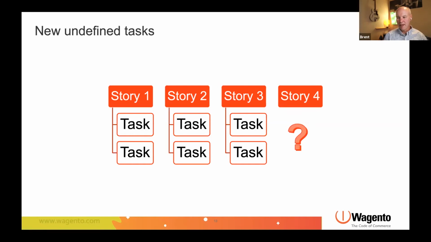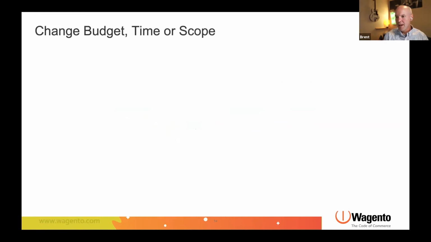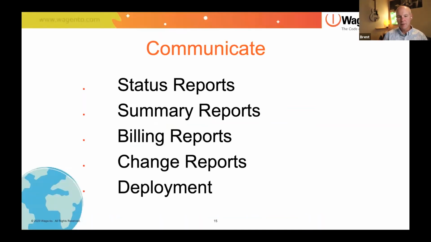So now we've identified a change, and that change is going to have to get put in somehow. In that, we have to make sure that we have a way of either taking something out or putting something in. So we have a change of either budget, time, or scope. And for doing that, we have to communicate those changes. As we move through this process, the communication part is the most important part of this.